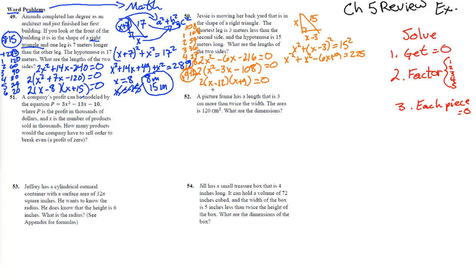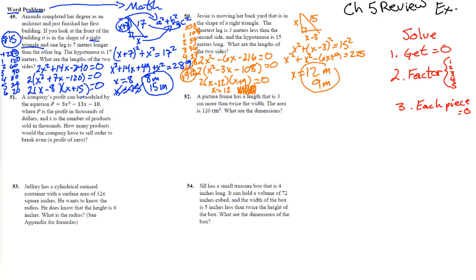Set each piece equal to 0, and we get x equals 12, or x equals negative 9. And this right here, 2 equals 0, doesn't give us an answer. And look at that, x equals negative 9 doesn't make any sense as the length of a triangle. So that guy's gone. So x is 12, and that's going to be meters. And then x minus 3 is 9 meters.